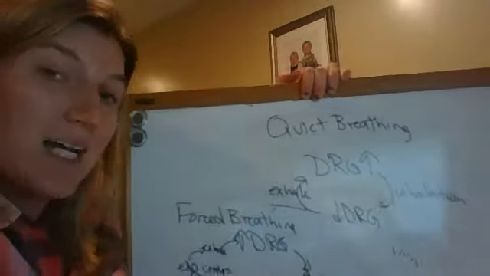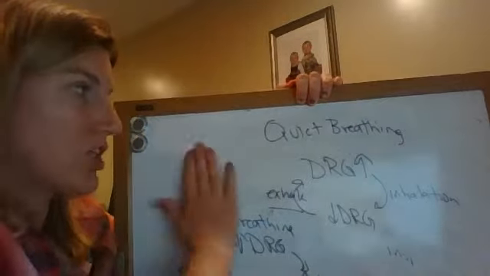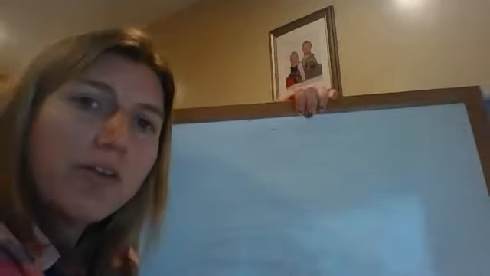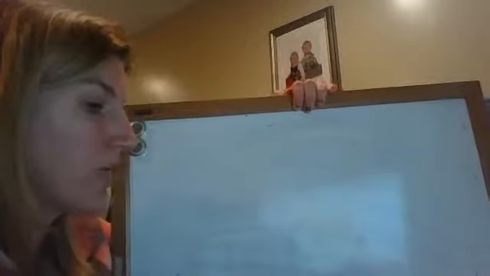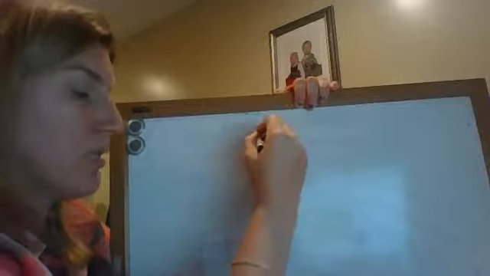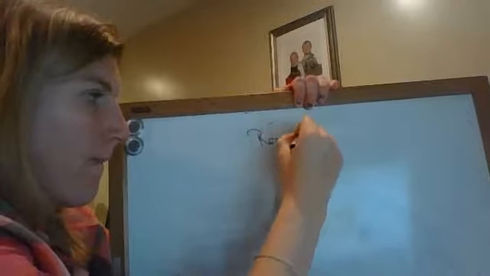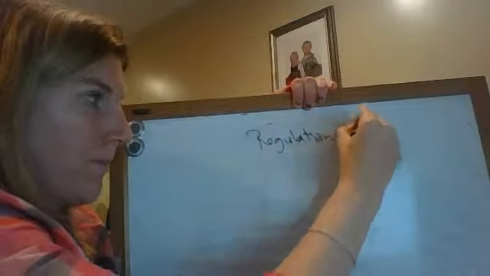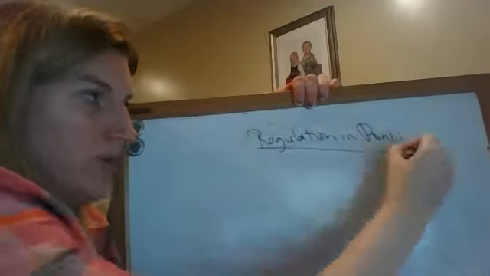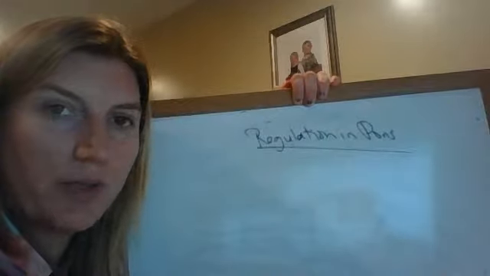Your pons plays a role in regulation as well. So the medulla oblongata and the pons, if you remember your neural anatomy, are very, very close to each other, and lots of pathways cross through those areas. So regulation in the pons kind of crosses over what's happening in the medulla oblongata.